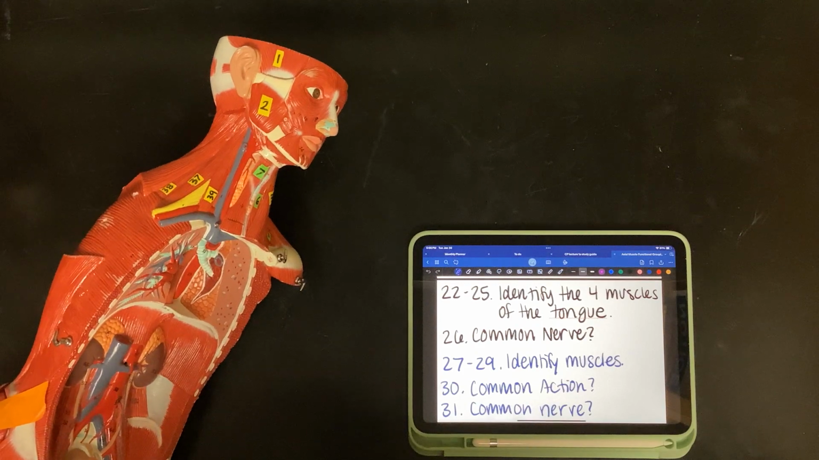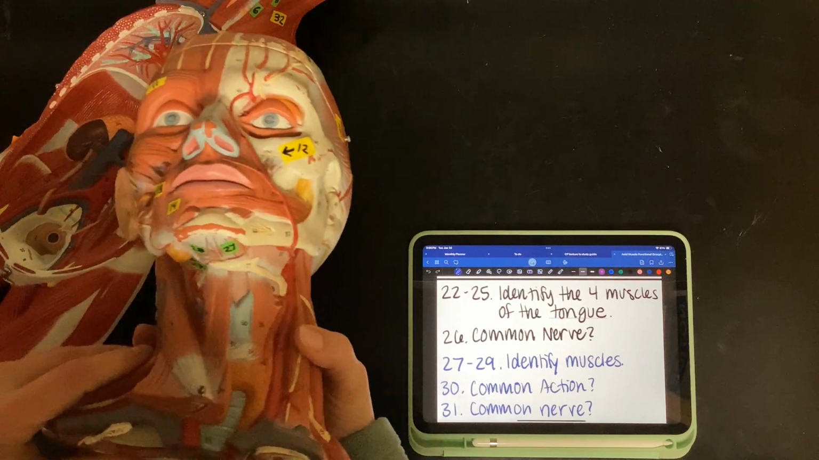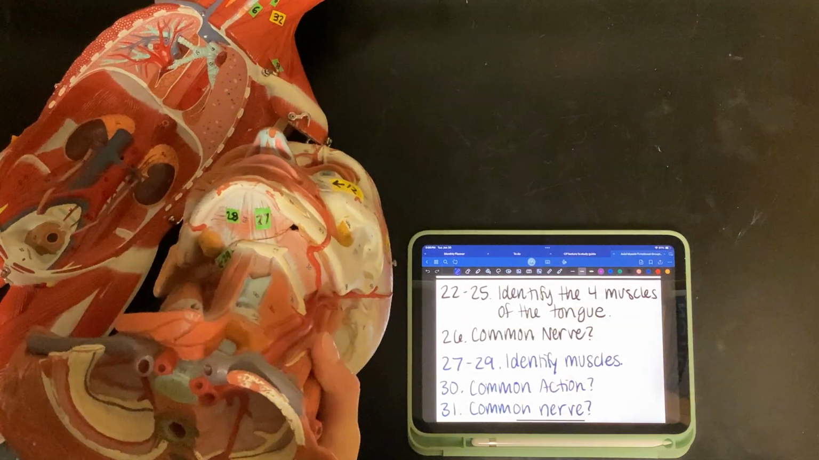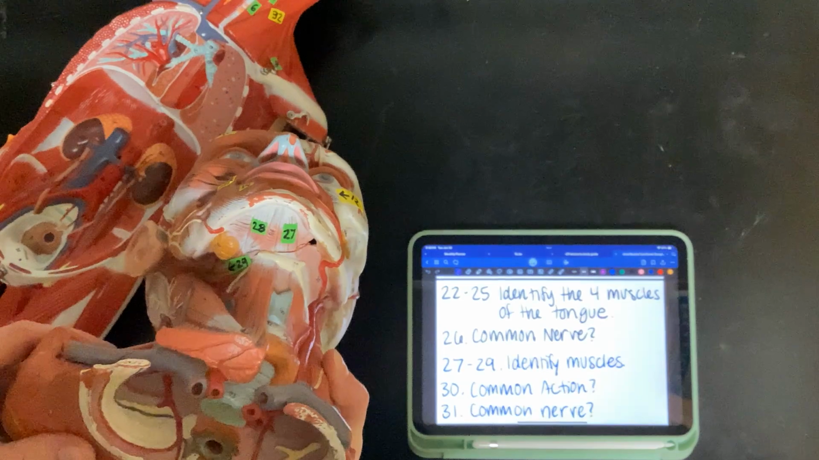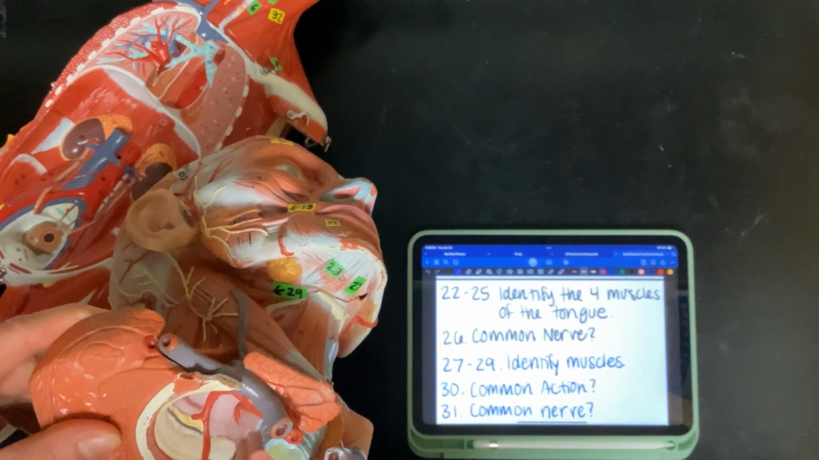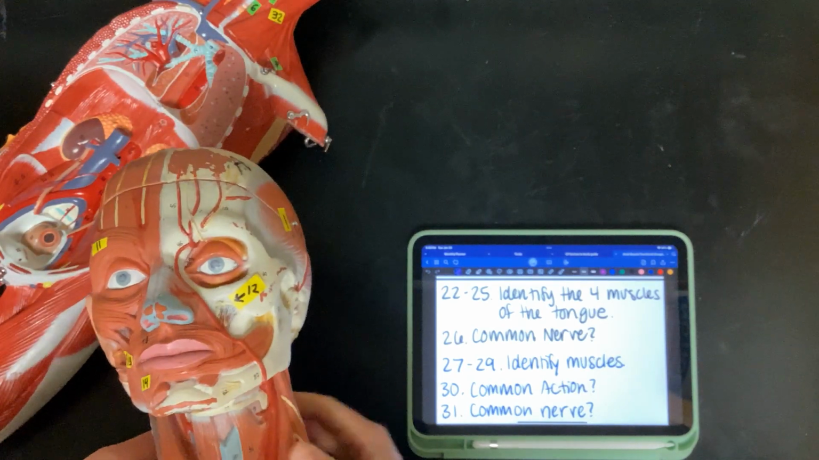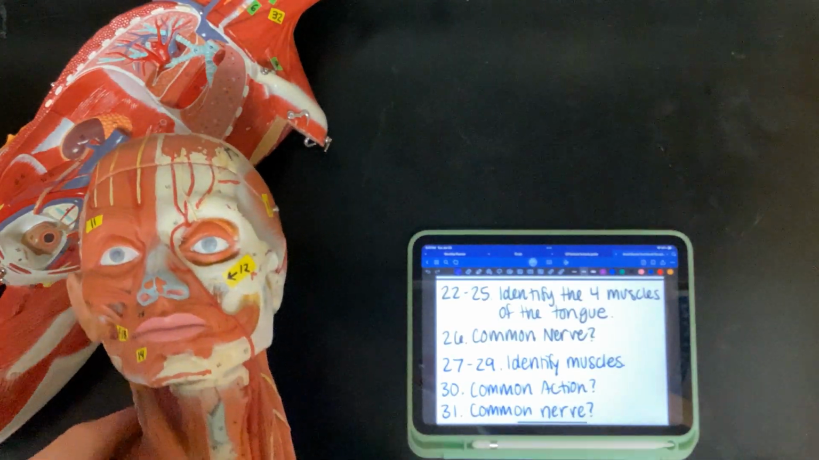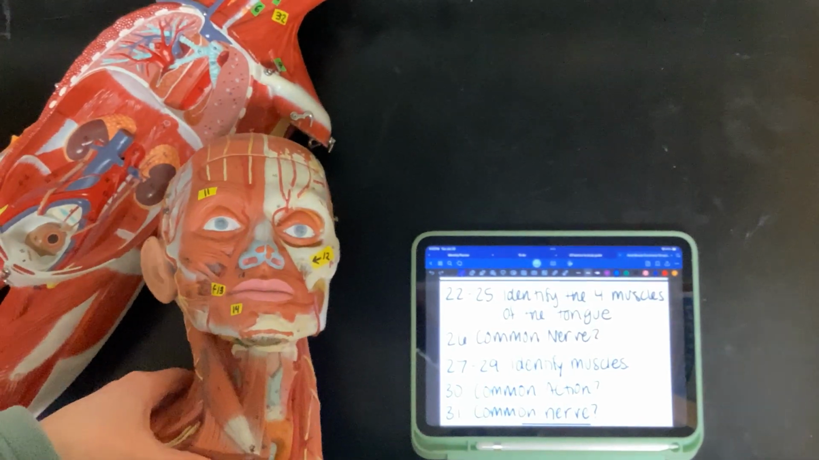27 through 29 is on this model. We're gonna look up here. So here's 27, 28, and 29. 30, what is their common action? And 31, common nerve.